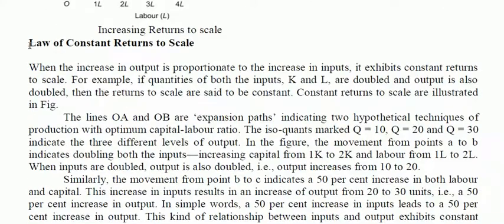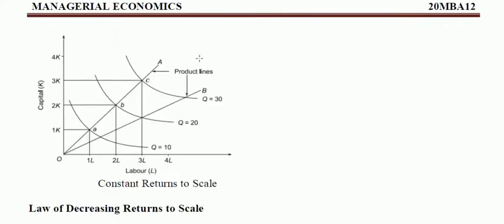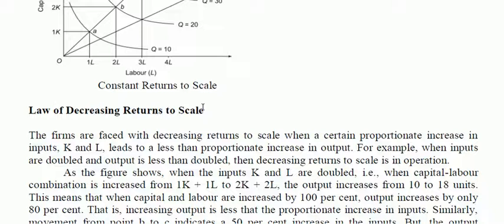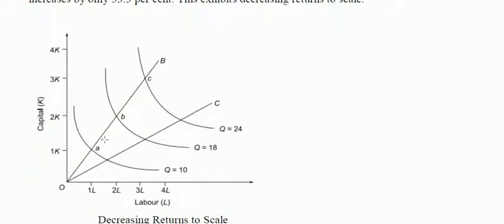So if I want to talk about constant returns to scale, it is properly increasing at a constant rate, 10, 20, 30, and above this, it will be 40. So at a constant rate, it is increasing. And the law of decreasing returns to scale, in this case, it is increasing at a decreasing rate. Slowly, it is increasing, but very slowly. So from 10, it is going to 18, not even 20. From 18, it is going to 24, not even 26 minimum. Okay, it is 24. So again, it is increasing slowly. So at a decreasing return, this is decreasing returns to scale.